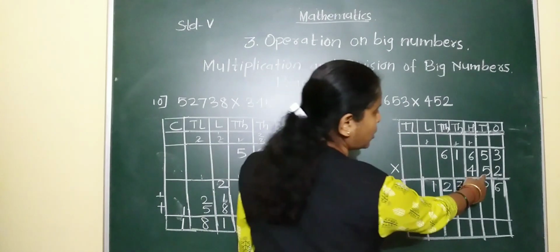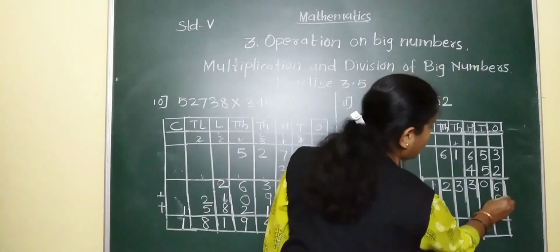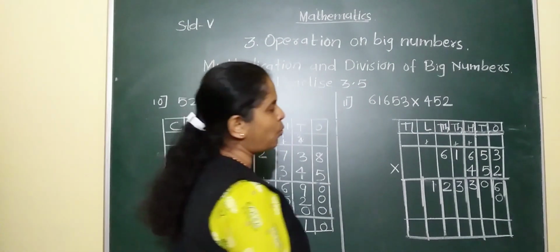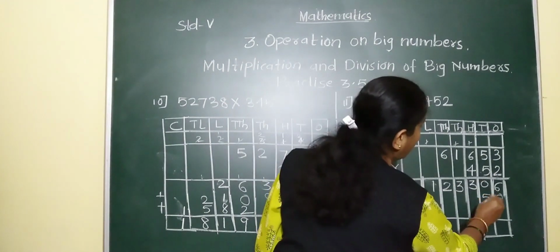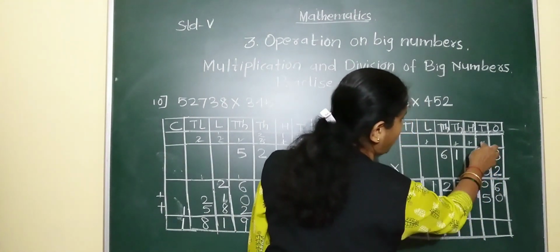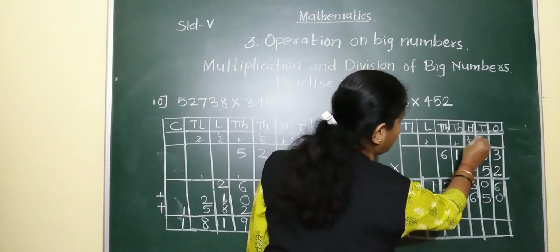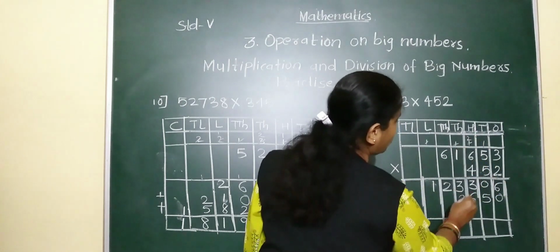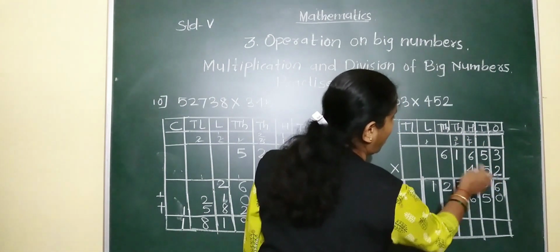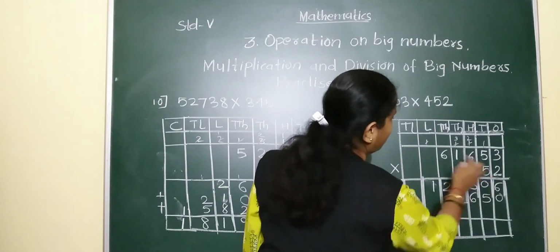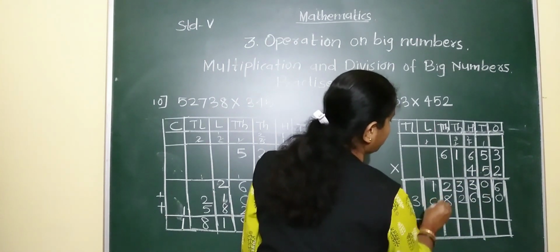Now multiplication with this 5. So 1's place compulsory 0. 5 3s are 15, 5 carry 1. 5 5s are 25 plus 1, 26, carry 2. 5 6s are 30 plus 2, 32, carry 3. 5 1s are 5 plus 3, 8. 5 6s are 30. Okay.